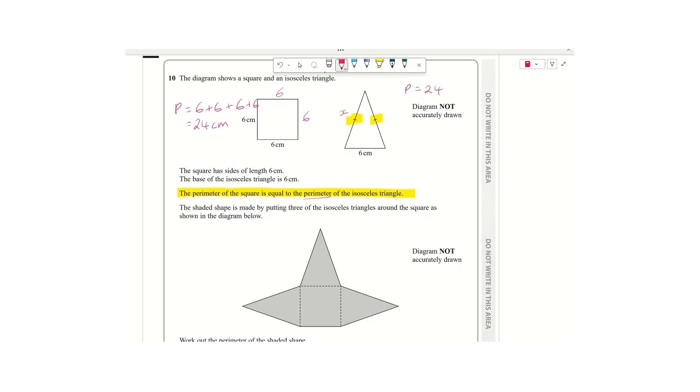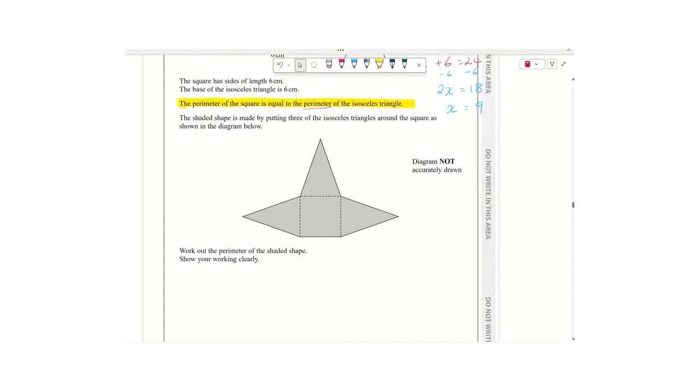If I call these 2 sides x because they're the same, then x plus x plus 6 has to equal 24. x plus x gives me 2x plus 6 equals 24. I'm going to take away 6 from both sides because that's how I solve my equation. So I get left with 2x equals 18 and then divide by 2, so x equals 9. So I now know that the longer sides of that isosceles triangle are 9.